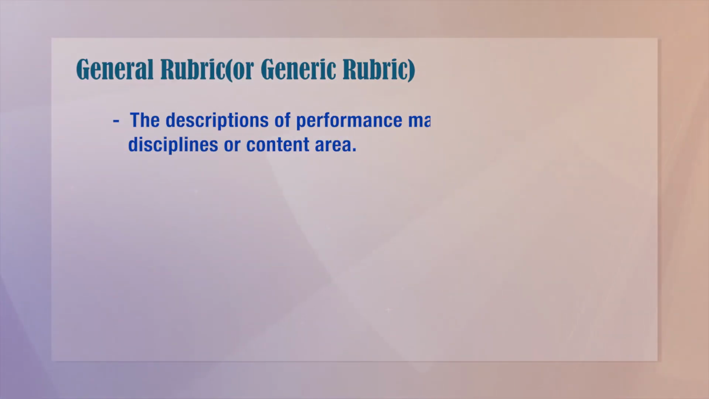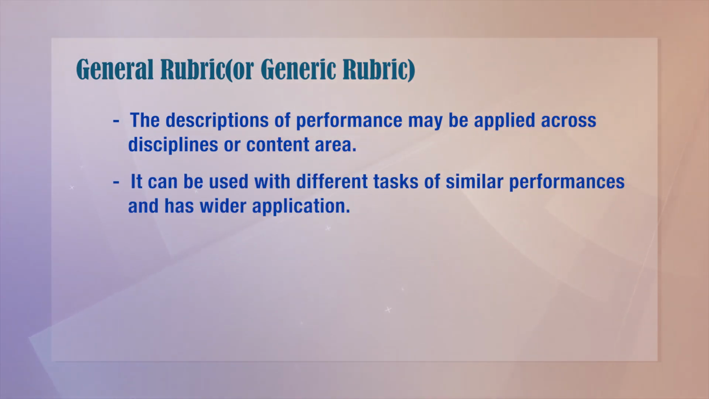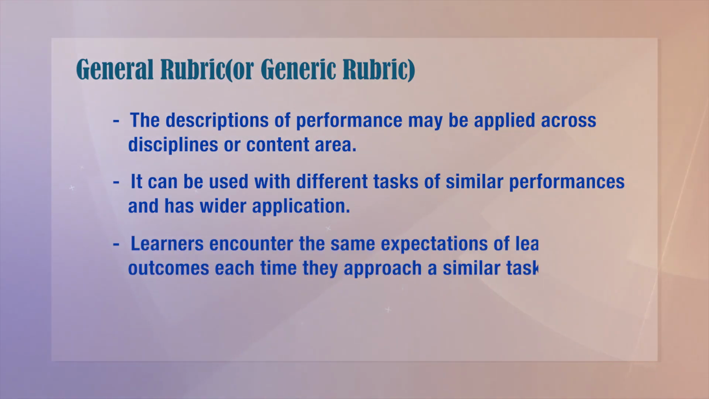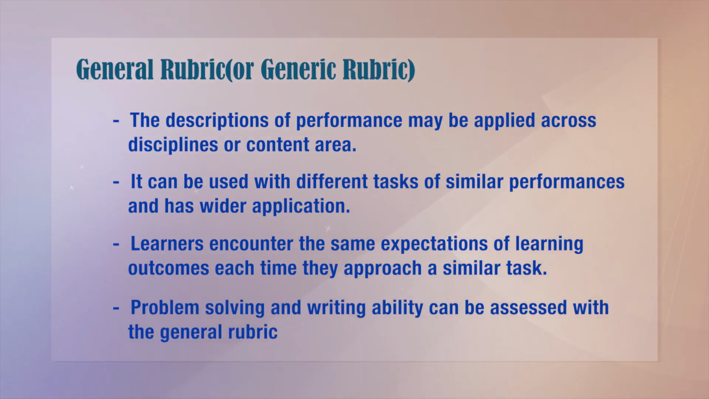In general rubrics, those criteria and descriptions of performances are included which may be applied across disciplines or content area. It can be used with different tasks of similar performances and has wider application. In general rubric, learners encounter the same expectations of learning outcomes each time they approach a similar task. For instance, problem solving and writing ability of the learners can be assessed with the generic rubrics.